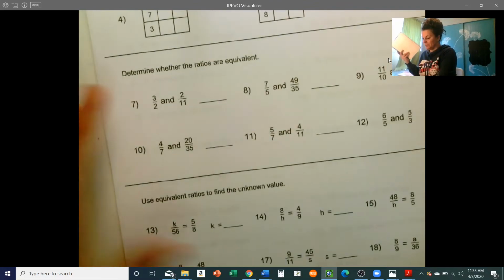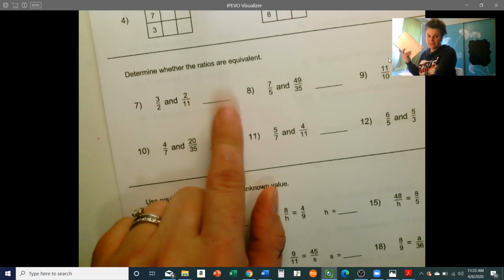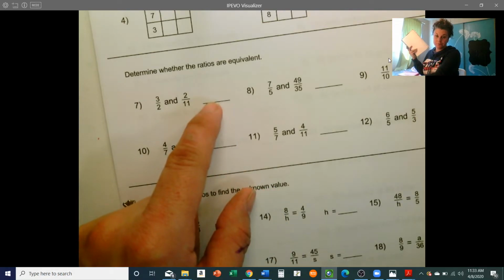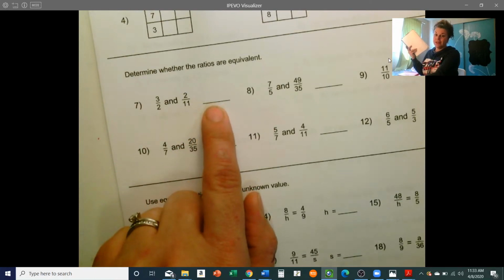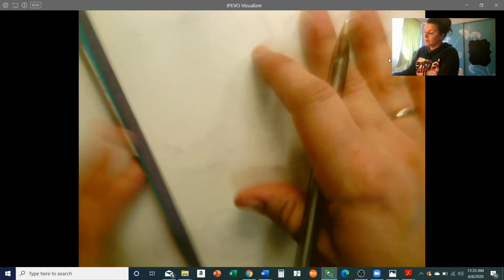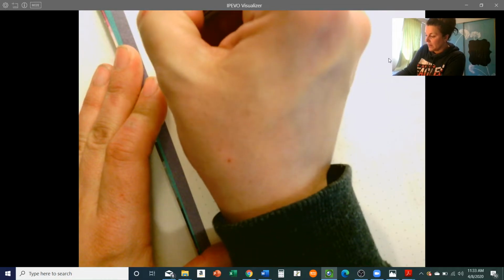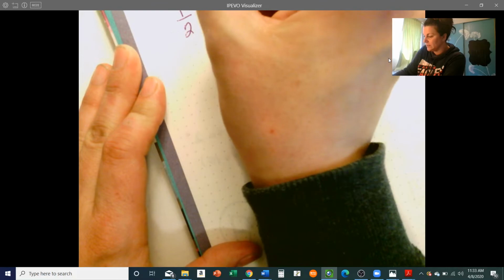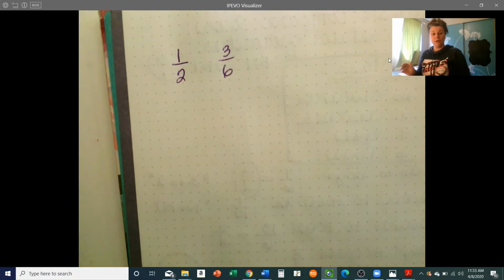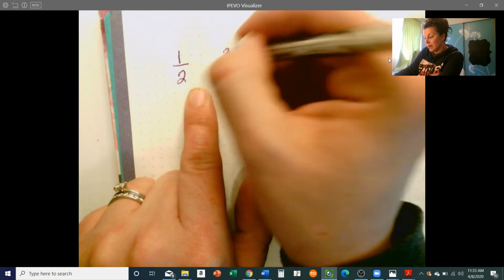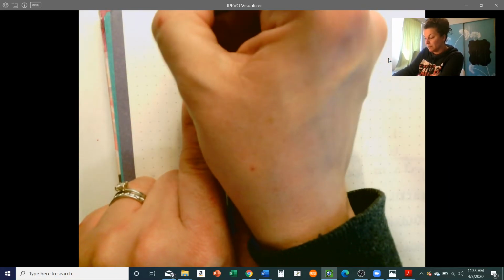This next section, you are determining whether the ratios are equivalent. Are they equivalent? And there's a really easy test to do, and you can use your calculator. Okay? Really easy test to do. So let's take some that I know are equivalent, like 1/2 and 3/6. I know that 1/2 and 3/6 are equivalent. So I can test that by doing what we call cross multiplication.